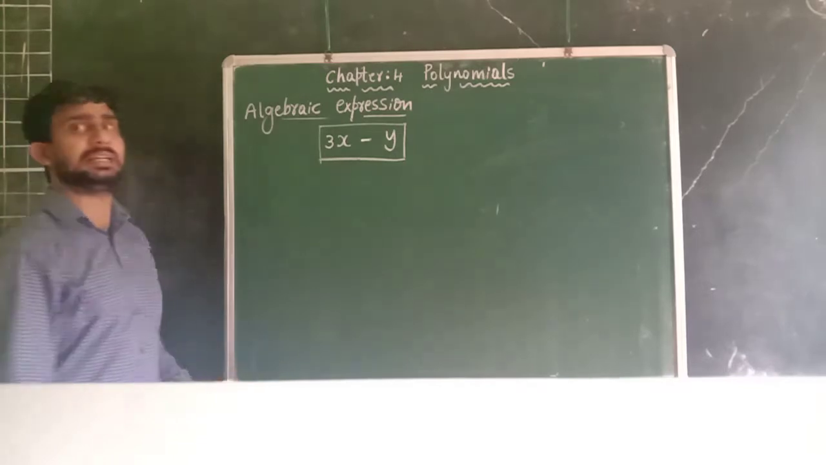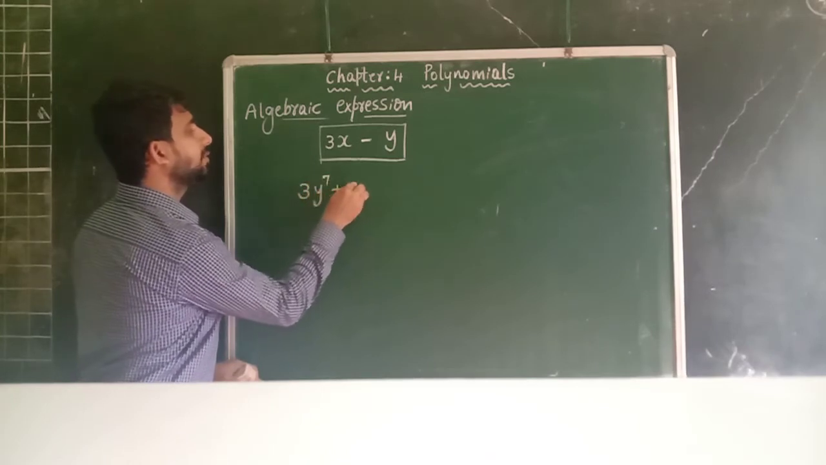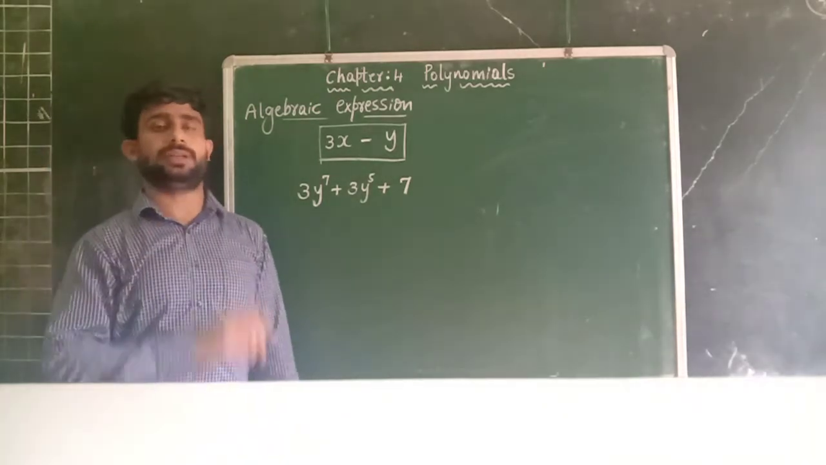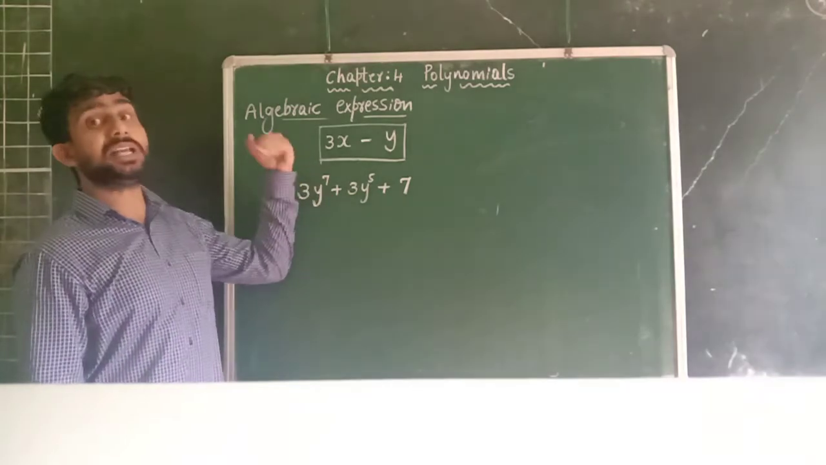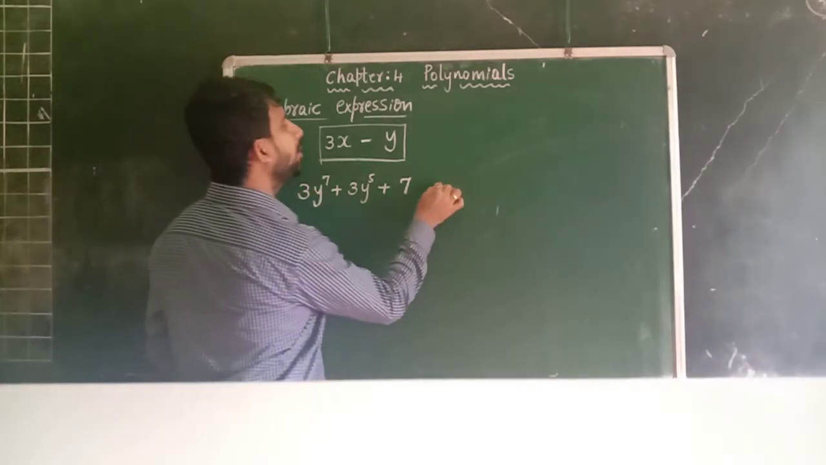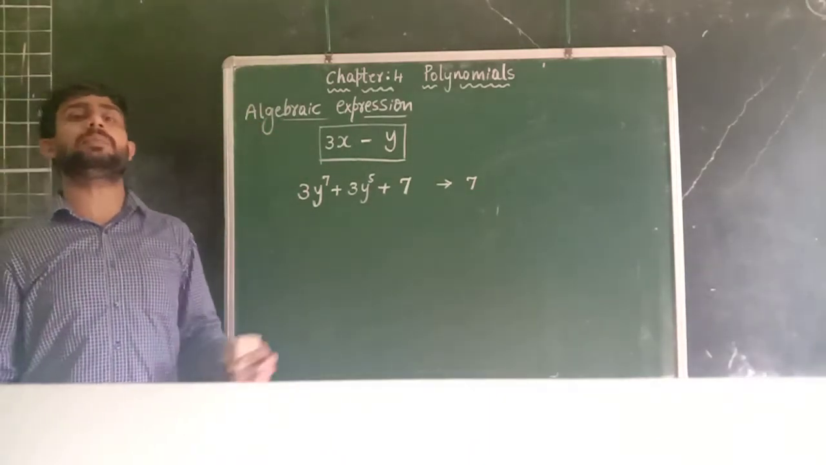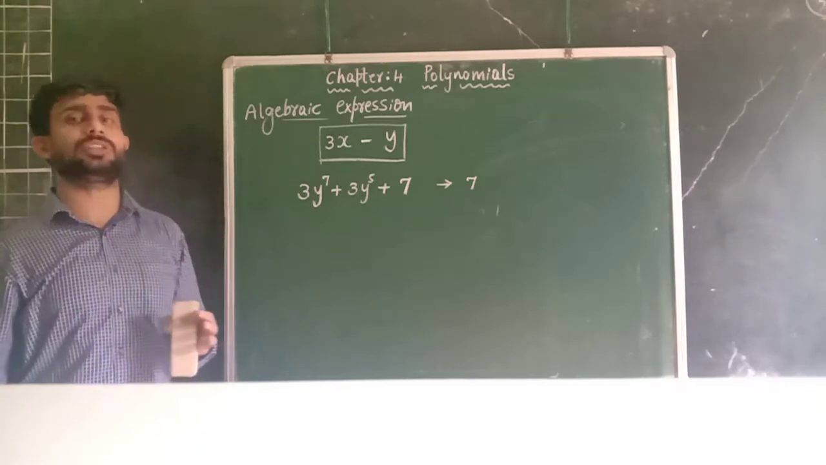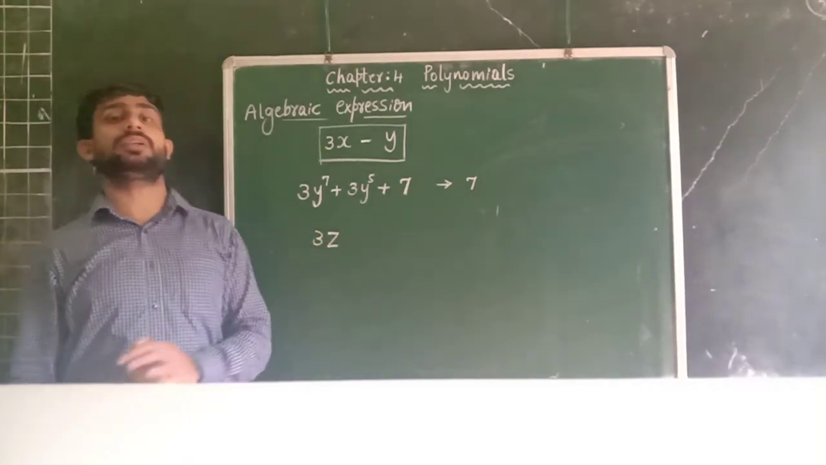I'll clear it with an example. 3y to the power 7 plus 3y to the power 5 plus 7. This is a polynomial. Now here, the highest power or highest exponent of the variable is called the degree. Here the degree of the polynomial is 7. Now depending upon the degree, we will assign some names to the polynomial.